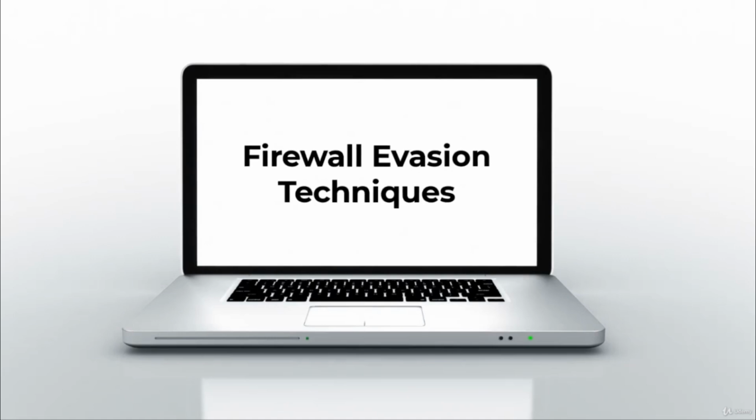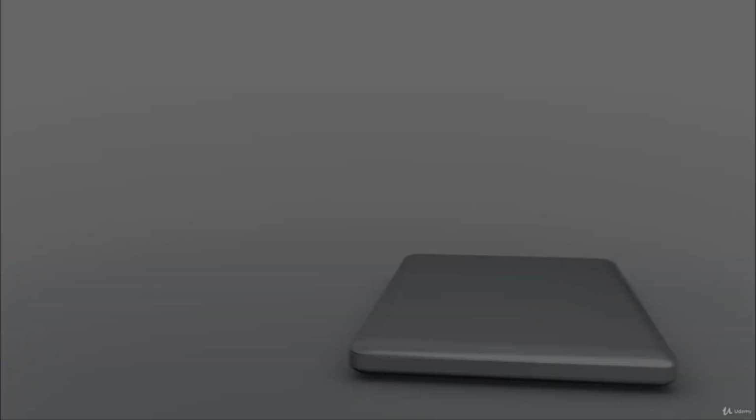So these were the techniques used to evade the intrusion detection system. In the next lecture, we will see some techniques which are used to evade the firewall.